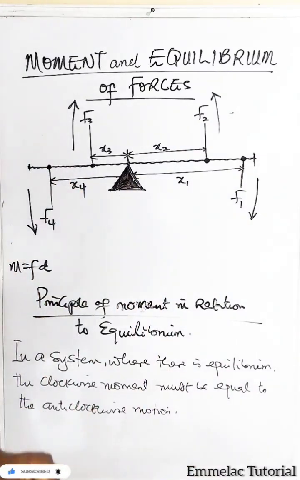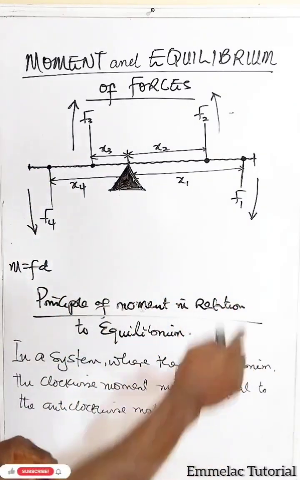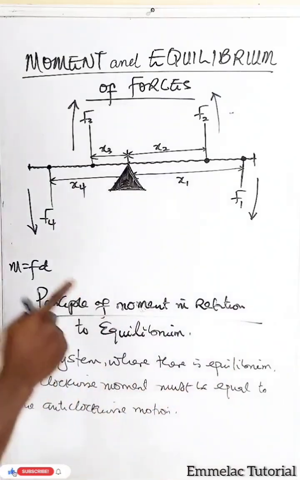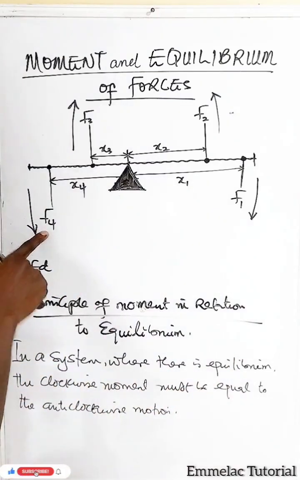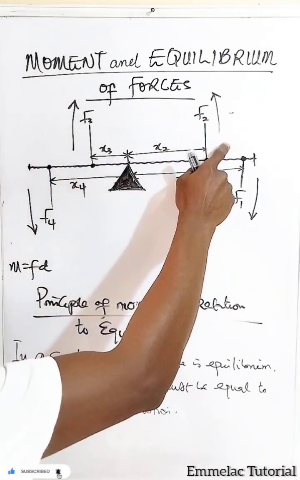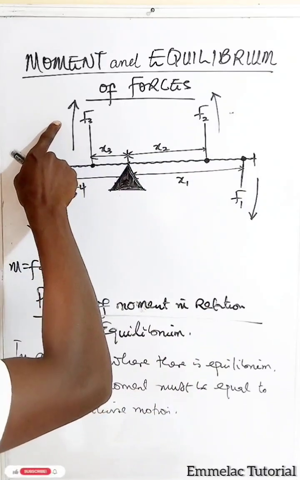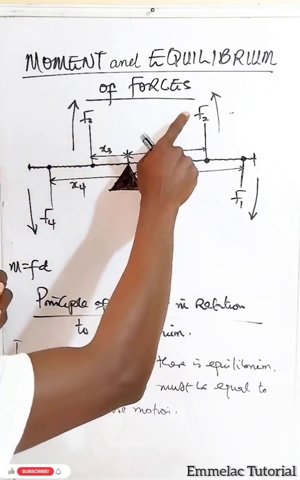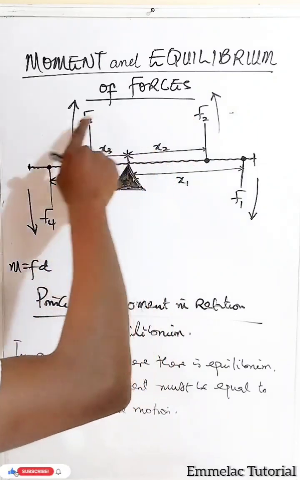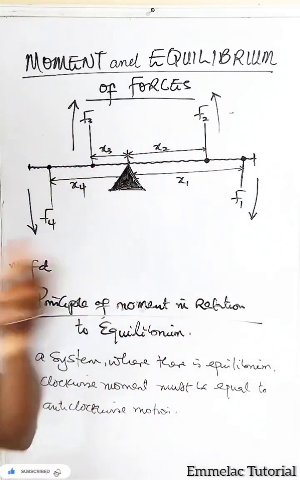So we have two forces here acting clockwise, and two forces acting anti-clockwise. The clockwise ones are the first one, F1, and the second one, F4. The ones acting anti-clockwise, the first one is F2 and the second one is F3. Now, how then do we balance this system?